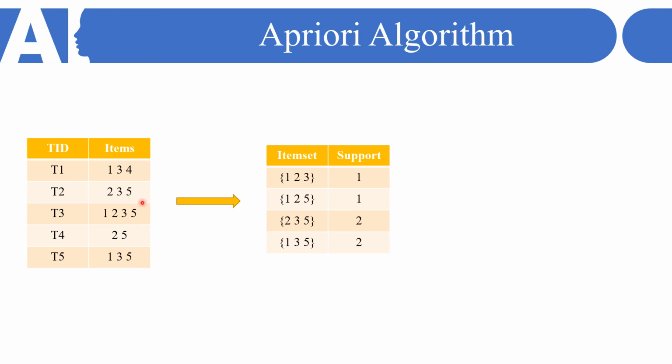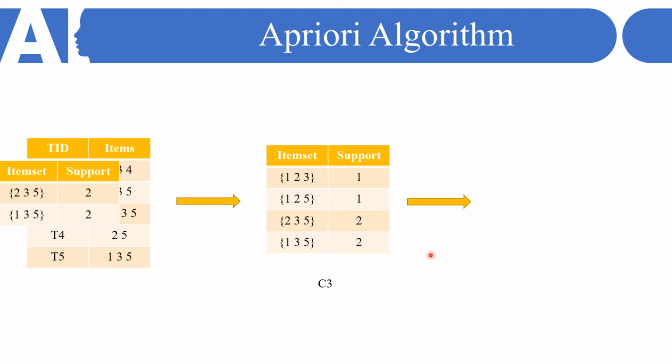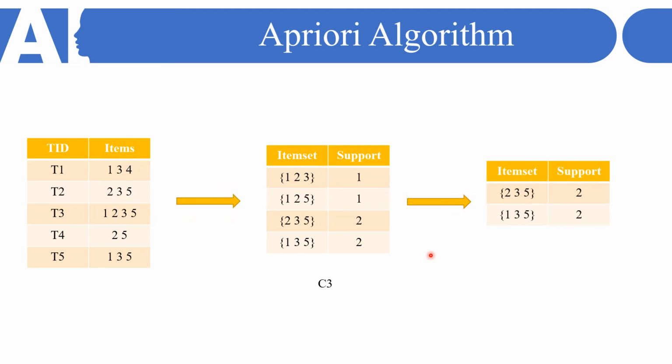So if you see here also and here also, in these 2 transactions 2 3 5 was purchased, and in the last one, that is 1 3 5, it is purchased 2 times. So in the T3 and the T5 it is used, that's why it is 2 times. Out of these 4 again, the value of 1 2 3 is less than 2, so it is less than the minimum support count, so that's why we are going to eliminate this now. And if we eliminate that, then remaining ones are 2 3 5 and 1 3 5.